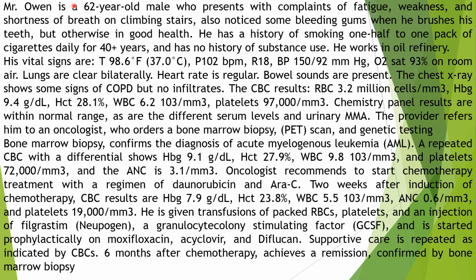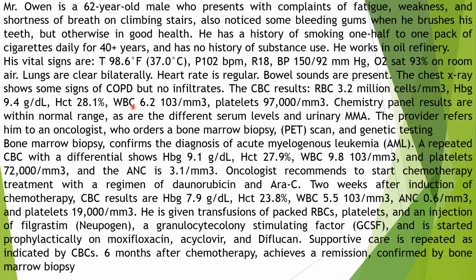The provider refers this patient to an oncologist and has ordered a bone marrow biopsy, a PET scan and genetic testing. Bone marrow biopsy shows the diagnosis of acute myelogenous leukemia, AML. A repeated CBC is done and shows hemoglobin 9.1 gram per deciliter, hematocrit 27.9, WBC 9.8 into 10 raised to 3 per millimeter cube and platelets 72,000 per millimeter cube, and an absolute neutrophil count is 3.1 per millimeter cube. Oncologist recommends to start chemotherapy treatment with a regimen of daunorubicin and Ara-C.